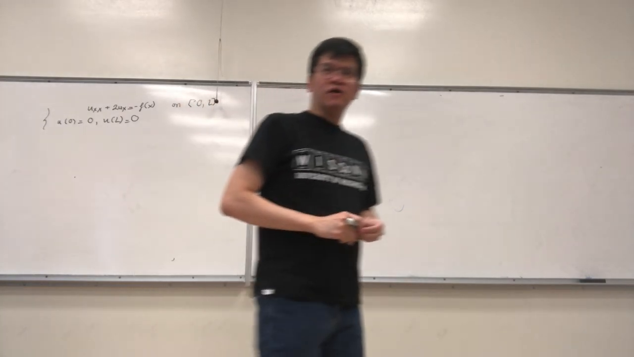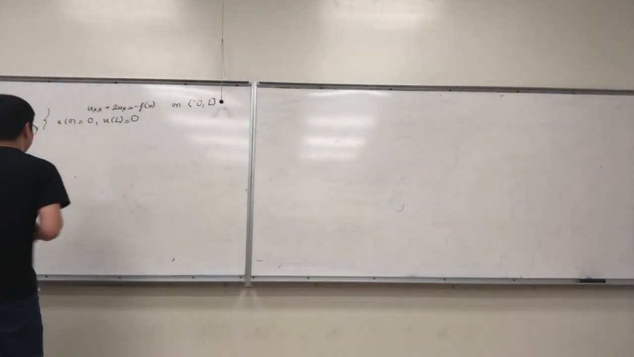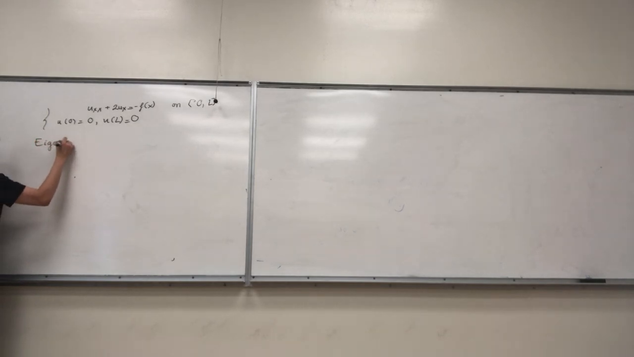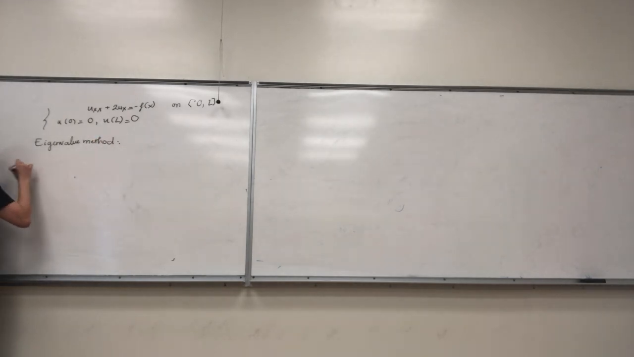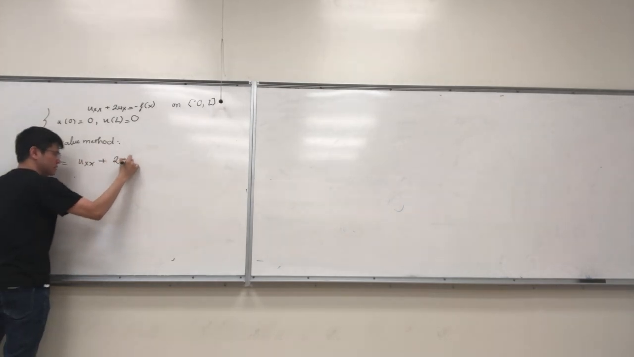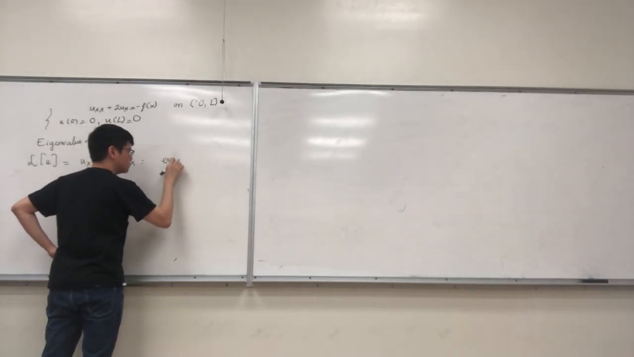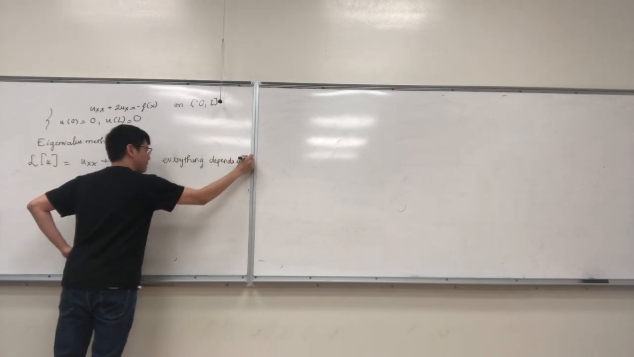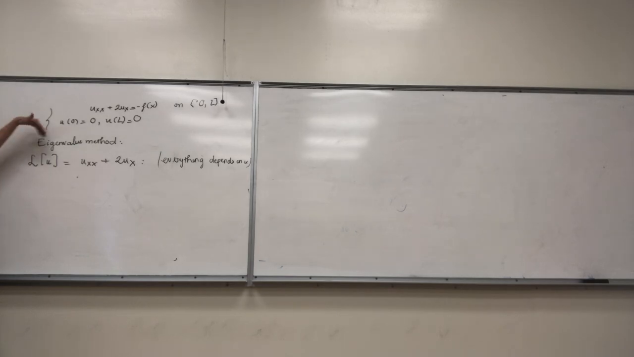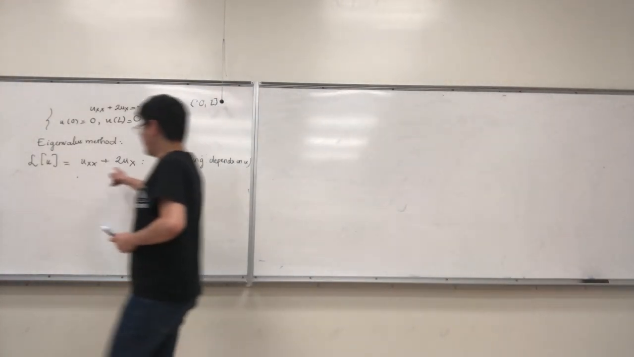All right. So in order to solve this problem, what we want to use is the eigenvalue method, right? The eigenvalue method. So what we did is the following: we consider, in this case, that the operator is u_xx plus 2u_x. Everything that depends on u. All right, so we identify that in this problem, the operator will be everything that depends on u. So that's gonna be u_xx plus 2u_x, all right?